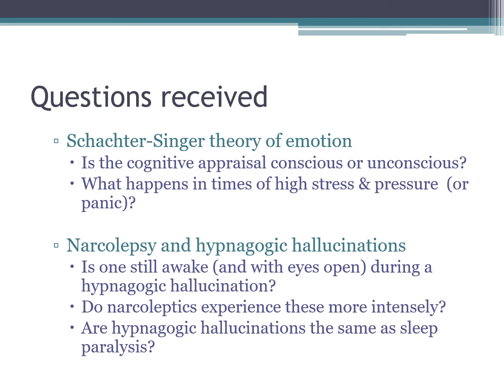I received a question about the Schachter-Singer theory of emotion, and I'm going to bumble through this. It's a complicated question and a complicated kind of answer, and I'm going to do this as briefly as I can. Allie asked if the cognitive appraisal was necessarily conscious, or could that be an unconscious kind of appraisal? And what brain regions are involved with that cognitive appraisal? And what's happening in those times of high stress or pressure where you're not necessarily consciously, cognitively appraising your situation?